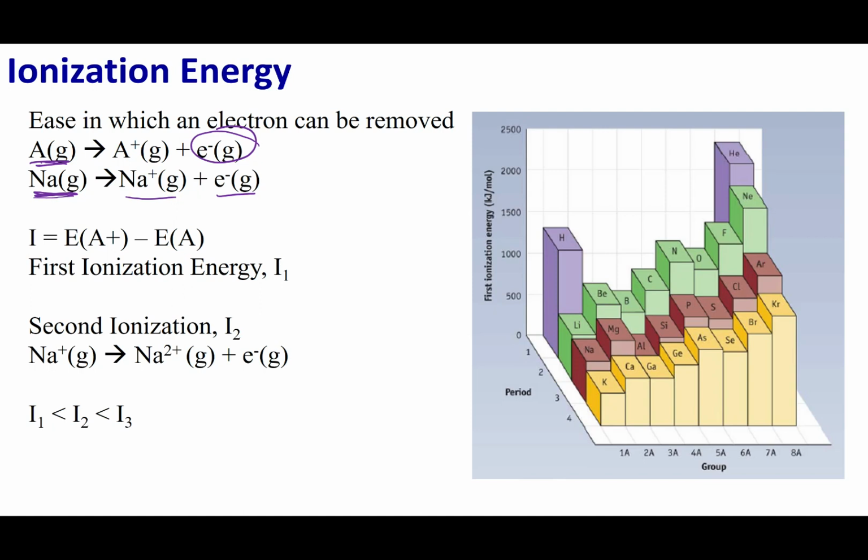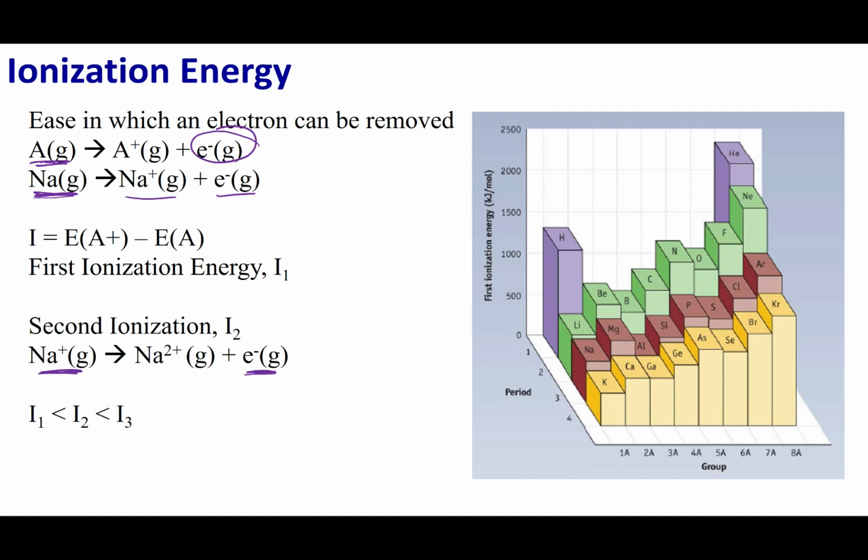Now there's something called the second ionization energy, and what that is, is if I take that Na+ and remove a second electron. So note that for the second ionization energy, I'm starting from the products of my first ionization energy.